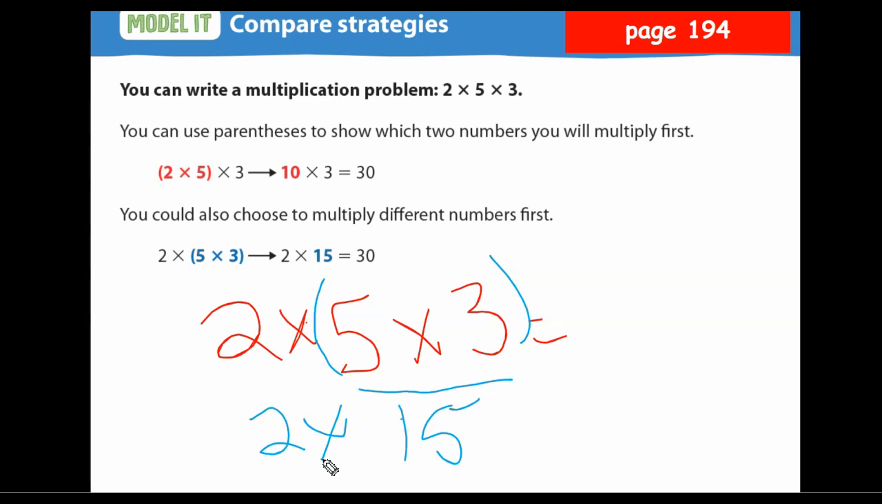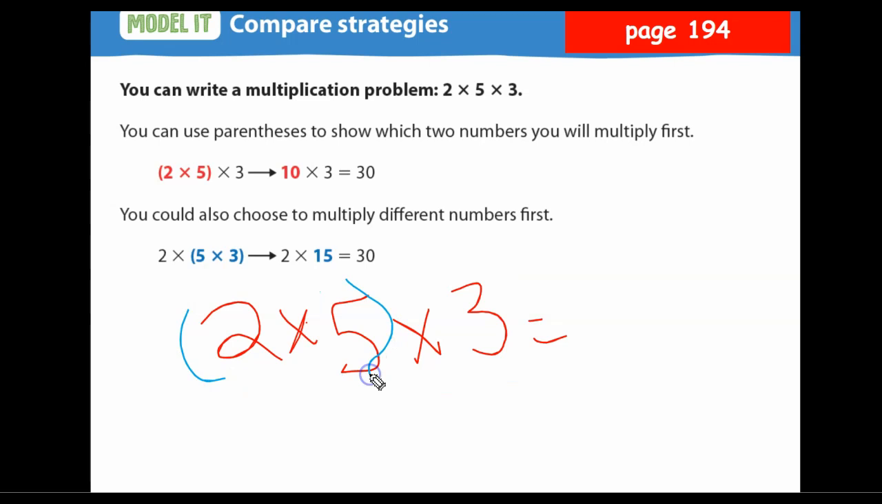30, okay? Now, if you don't know what 2 times 15 is, then do you think it would be a better idea to put parentheses around this? Because I know what 2 times 5 is, and I know what 10 times 3 is, right? Probably that would be a better option.